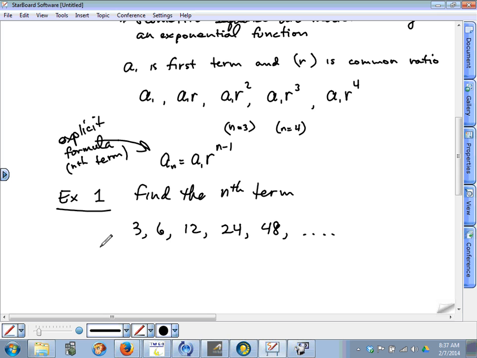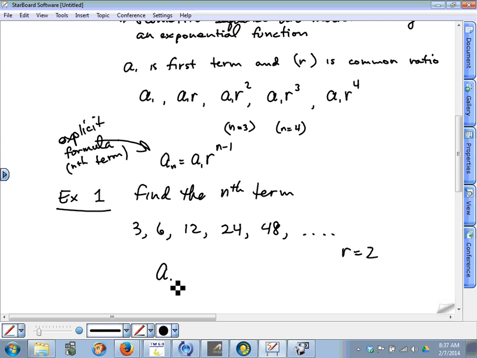Are we multiplying by the same number every time? Here we times by 2. Here we times by 2. There we times by 2. So we're multiplying by the same number every time. That's repeated multiplication. This is a geometric sequence. What's the common ratio then between terms? What's the number that we're multiplying by? 2. So r equals 2. That's the common ratio between terms.